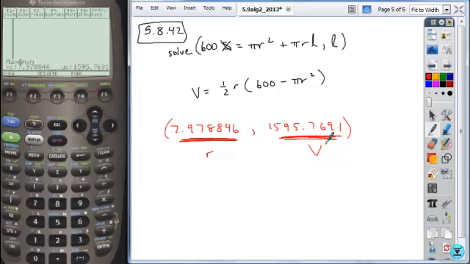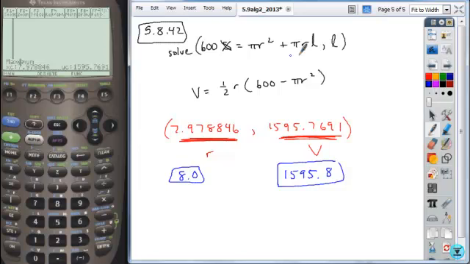And what did I have you round it to? Nearest tenth. What did it ask for the R? Okay, so 8.0. And then the V, it asks you to round to the nearest tenth also. Okay, so 1595.8. All right, so there's two of your answers. The only other thing that you need to do is find L.